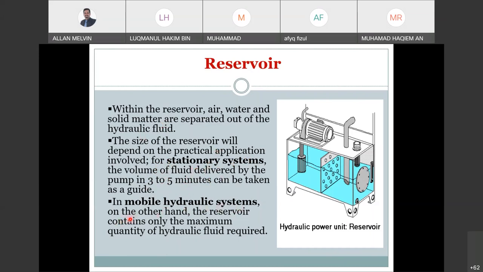In a mobile hydraulic system, on the other hand, the reservoir contains only the maximum quantity of hydraulic fluid required. The earlier one was for the stationary system like a lift system, where you need to run at least 3 to 5 minutes. For a mobile hydraulic system, you add the maximum quantity. Actually the two are the same. You need to make sure the hydraulic fluid is enough.